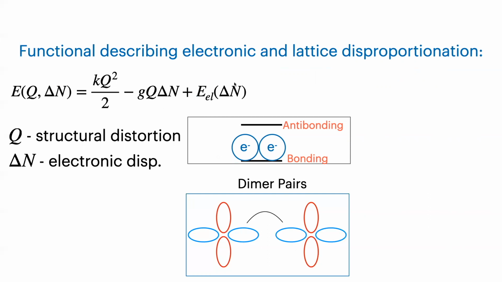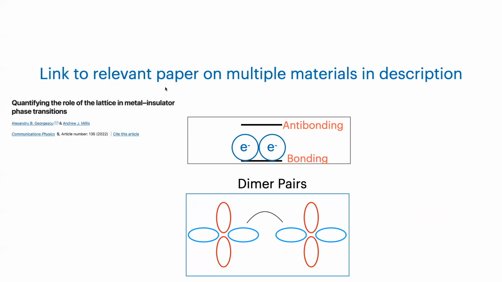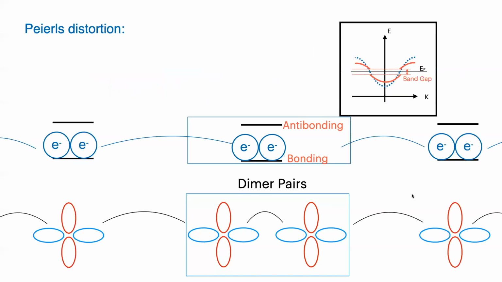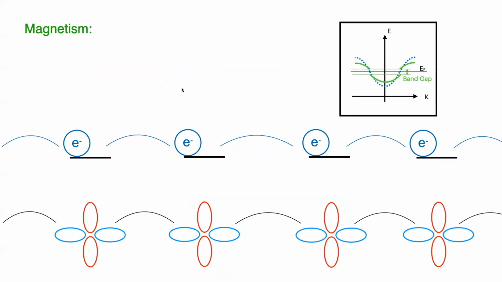So here I'm giving an example of a particular functional for some materials, but you can have this type of functional for a wide variety of materials, provided you do this correctly. So, in this paper, we do this for a variety of materials, but I won't go into any details here. Okay, so we can have this Peierls distortion open a gap, or you can have magnetism as well.